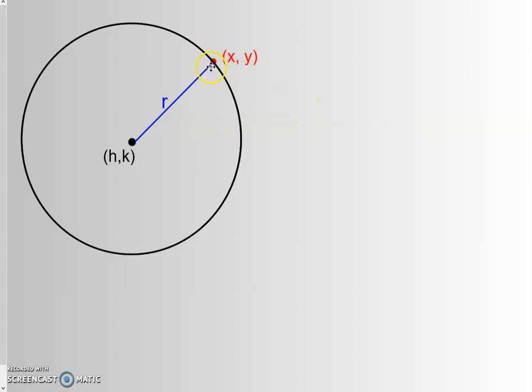Let's see here. Well, what I could do is come straight out from this point and come straight down from this point. And if I do that, I get this right triangle here. Now, the million-dollar question would be, what are the coordinates of this green point? So why don't you take a second, sketch this circle, pause the video, and see if you can figure out the coordinates of that green point right there.